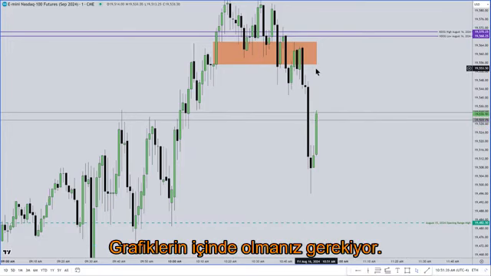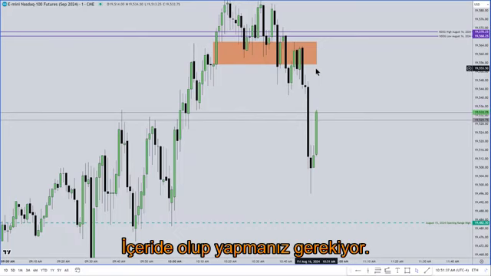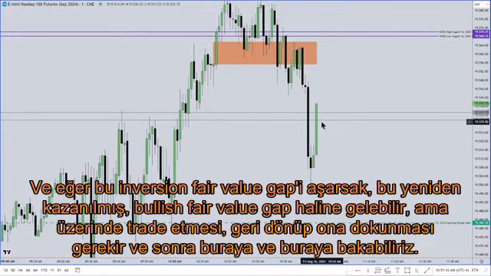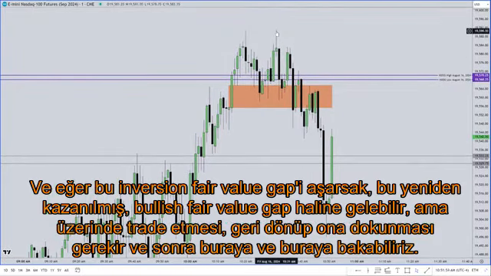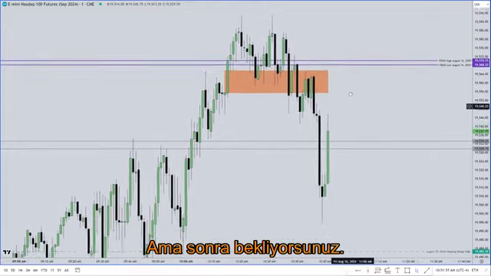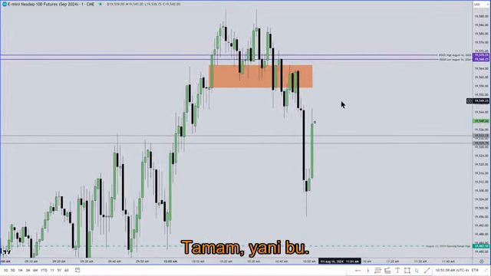You got to be in the charts. You got to be in there doing it. Trade down into this inefficiency here, getting reaction back up. And if we overtake this inversion fair value gap, this could become a reclaimed bullish fair value gap. But it would have to trade above it, come back down and touch it, and then we can look for here and here. But then you're waiting, okay?